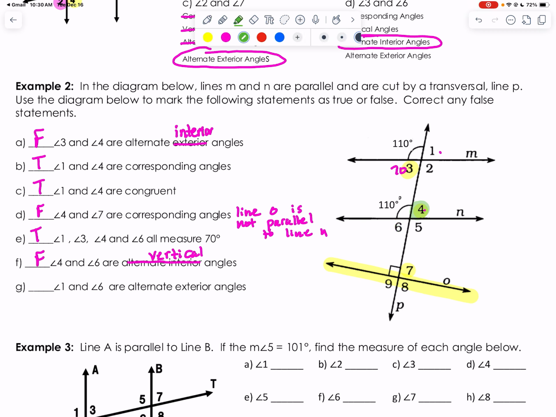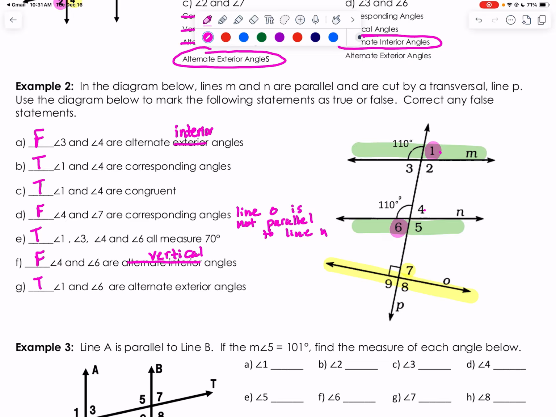Hold on real quick. Angle 1 and angle 6 are alternate exterior angles. Now, to be an exterior angle, you have to lie on the outside of the parallel lines. And they do both lie on the outside of the parallel lines. And they have to be on opposite sides of the transversal. Well, that's on the right side, and that's on the left side. So that is true.